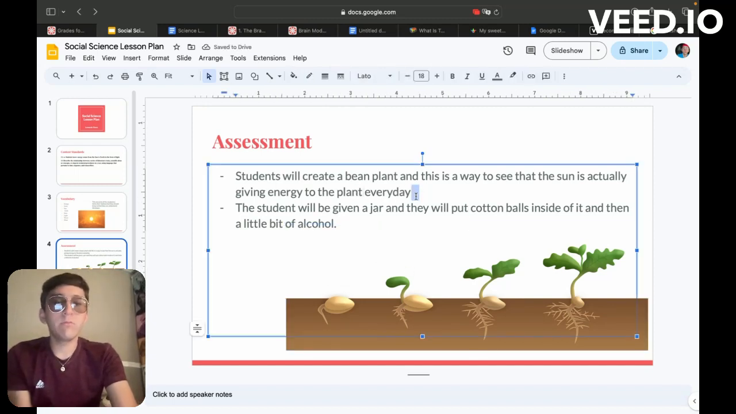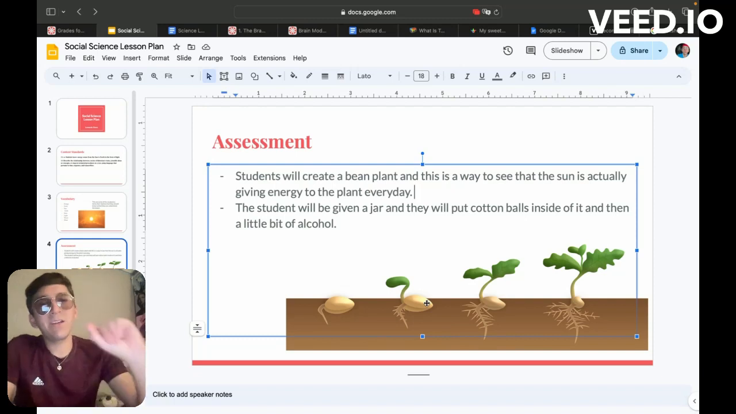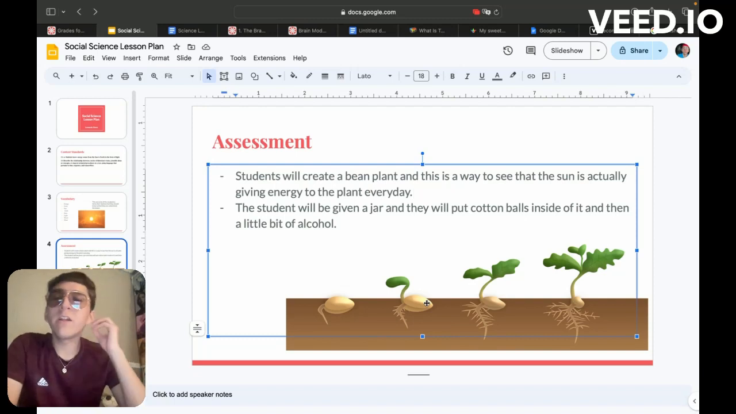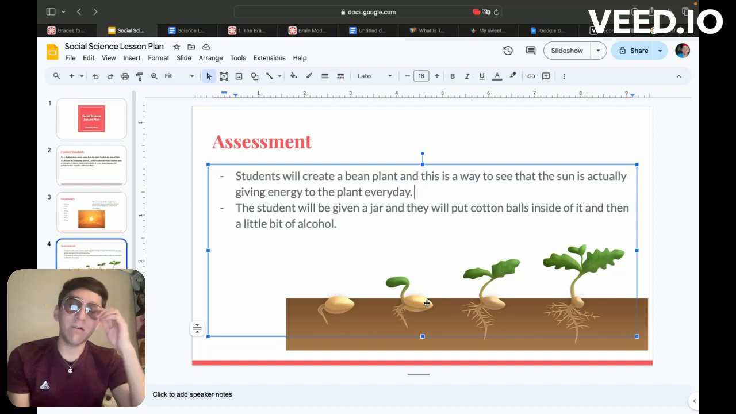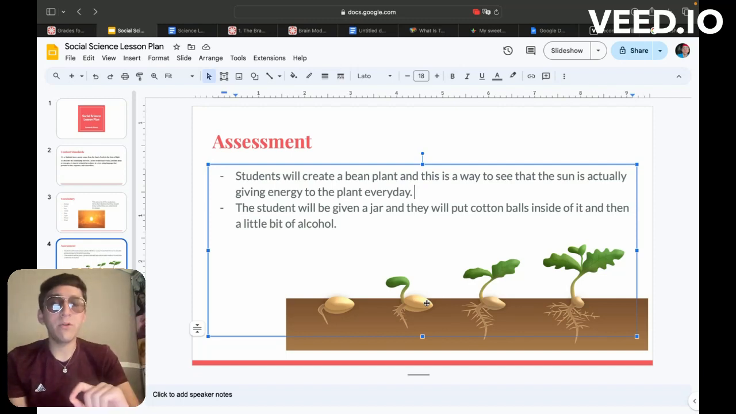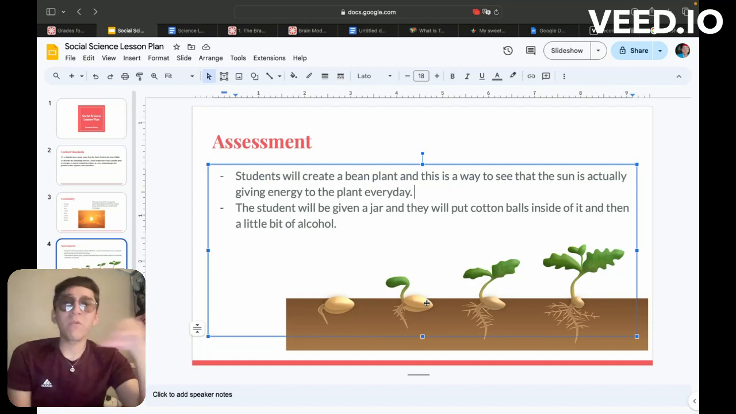Basically, I'm going to be giving the students a jar, but it could also be a cup, and then students will be putting cotton balls inside of it, and I'm going to be putting the alcohol in so that the plant could be growing each day. I'm going to be putting them on the window so that the sun can be hitting the plant.